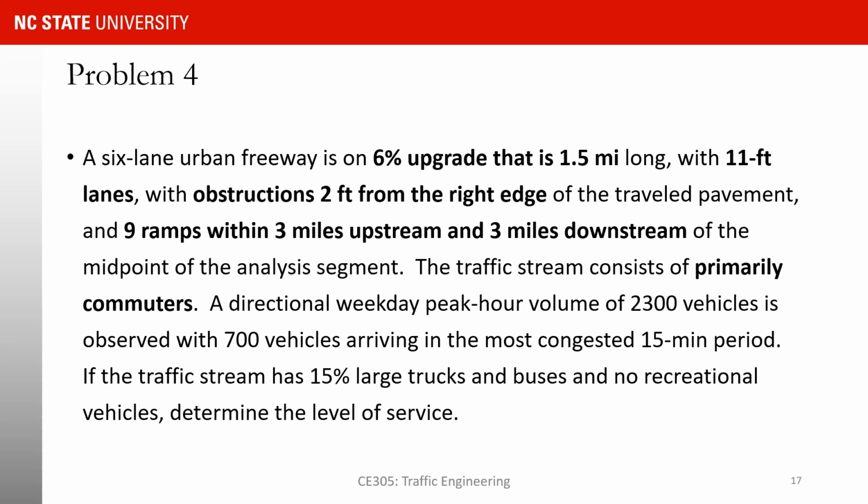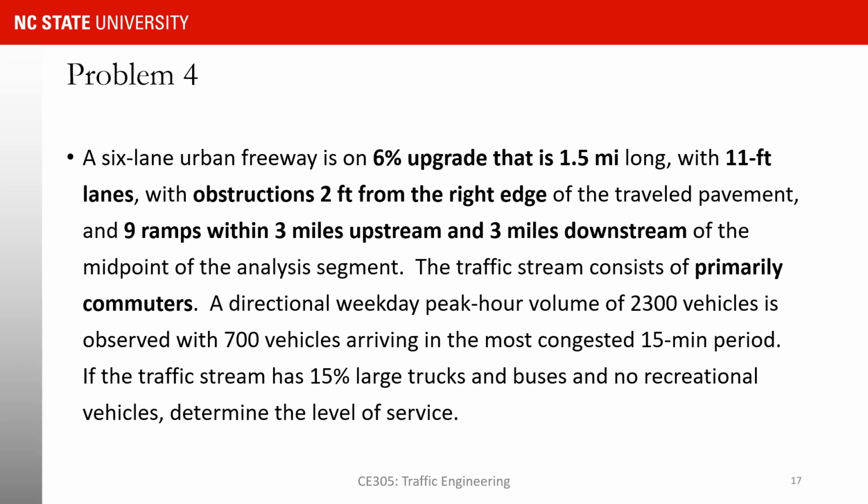Problem 4, we have a 6-lane urban freeway on a 6% upgrade that is 1.5 mile long. Lane width is 11 feet. Obstruction 2 feet from the right edge of the travel pavement. You have 9 ramps within 3 miles upstream and 3 miles downstream of the midpoint of the analysis segment. So you have 9 ramps in a total of 6 miles.